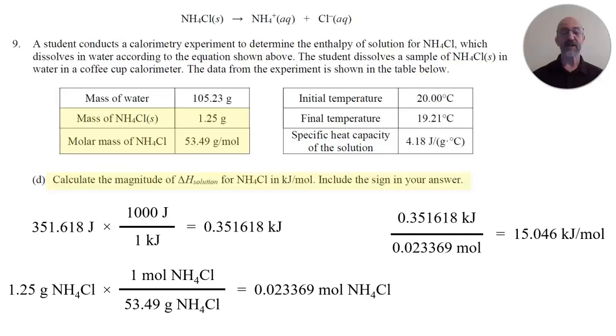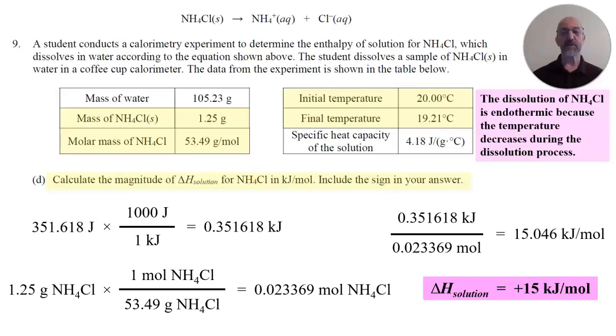Now the sign of delta H will be positive if it's endothermic, and the sign of delta H will be negative if it's exothermic. So this is an endothermic process, and that's why I'm including a positive sign with my answer for the delta H, or the enthalpy of solution. The dissolution of ammonium chloride is endothermic because the temperature decreases during the dissolution process. Endothermic, positive delta H; exothermic, negative delta H. So there's my answer to part D of question 9. The enthalpy of solution for ammonium chloride is positive 15 kilojoules per mole.